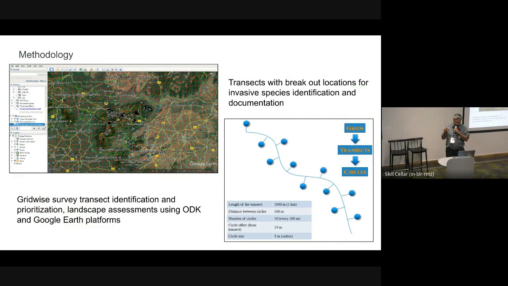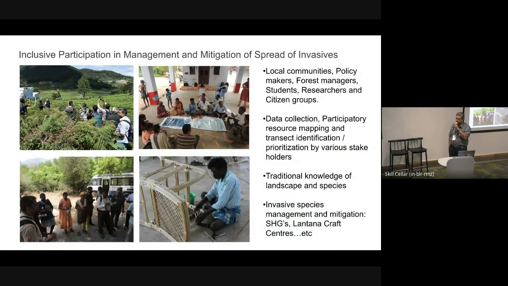Then, using tools like Google Earth and Google Earth Engine, we have tried to prioritize the transect identification, landscape assessments, and so on. We have also tried to be as inclusive as possible in our data collection, involving local communities, policymakers and other stakeholders. The advantage is that these people, with their traditional knowledge of landscapes and species, bring a lot of value to the data being collected. You also have the additional value of how to mitigate the spread of invasive species.